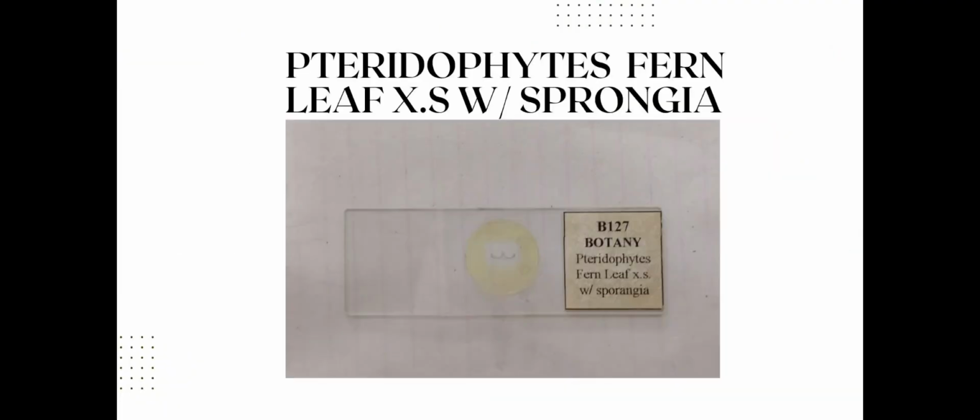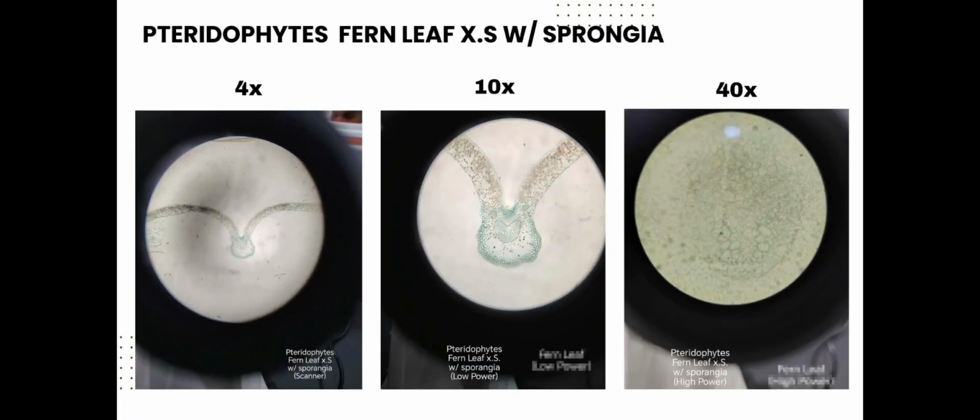Pteridophytes, fern leaf XS with sporangia. At scanner view, the image captures the basic outline of the fern leaf and the sorus. For the LPO, or the inside of the sporangia, numerous spores can be observed, representing the reproductive cells of ferns. For the HPO, or high-power objectives, the internal cells appear more enlarged, showing rounded parenchyma and vascular tissues.